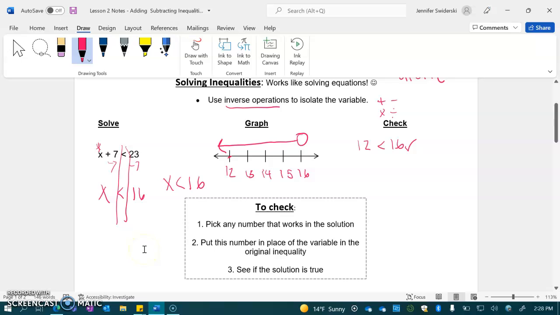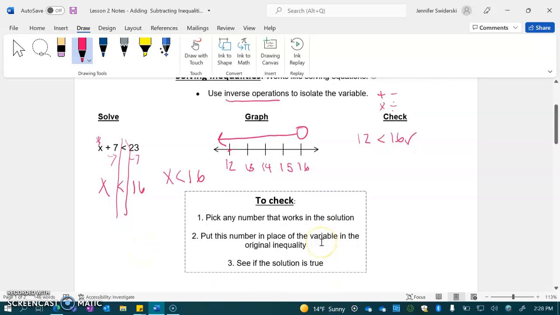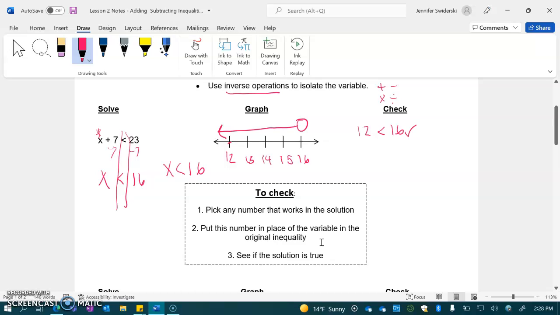To check, you're going to pick any number that works in the solution and put that number in the place of the variable in the original inequality. To do that, I'm going to go back to this guy here. I'm going to plug 12 in for x. Is 12 plus 7 less than 23? Well, 12 plus 7 is 19. Is 19 less than 23? Yes. So I know the solution is true.